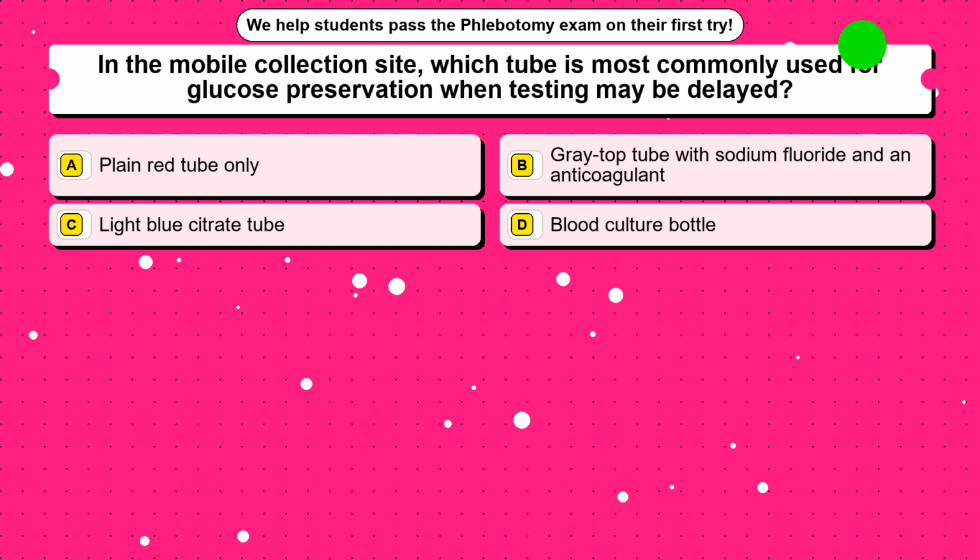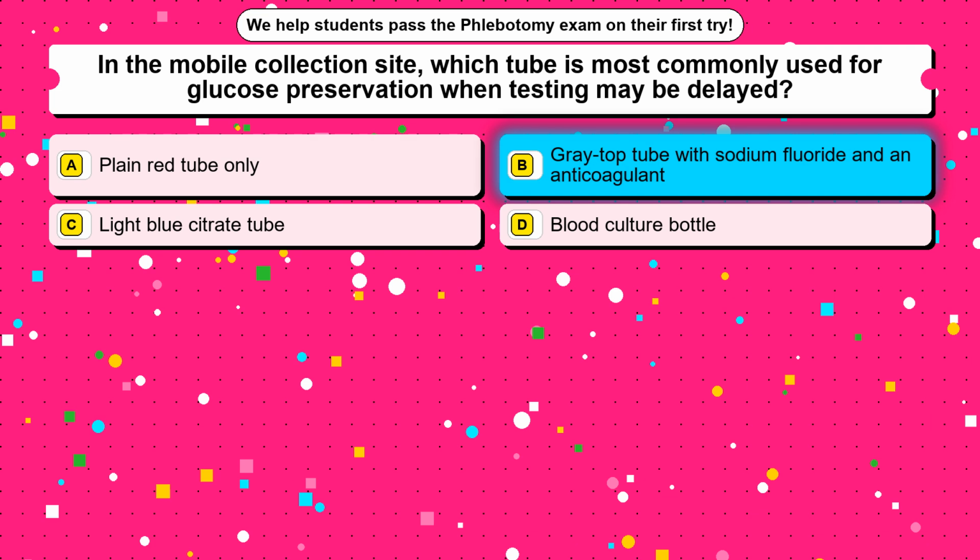Question 21. In the mobile collection site, which tube is most commonly used for glucose preservation when testing may be delayed? Option A, plain red tube only. Option B, gray top tube with sodium fluoride and an anticoagulant. Option C, light blue citrate tube. Option D, blood culture bottle. The correct answer is option B, gray top tube with sodium fluoride and an anticoagulant.